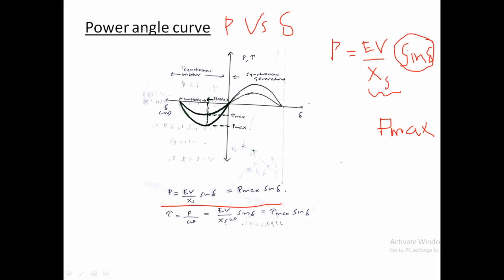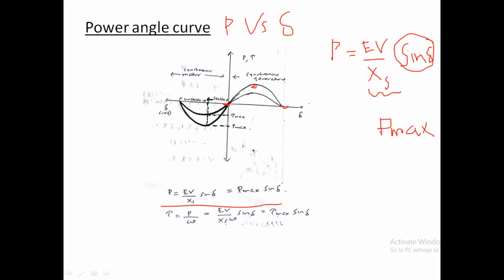One more point we have to note here: delta will be positive for a generator. So P versus delta is sinusoidal, and you will get a curve like this. Delta equal to 0, P equal to 0. Delta equal to 90, P is maximum. Delta is 180, P equal to 0. So this will be sinusoidal.